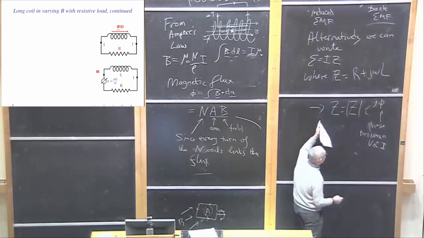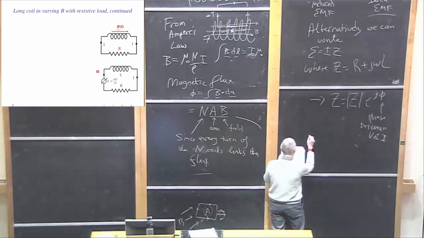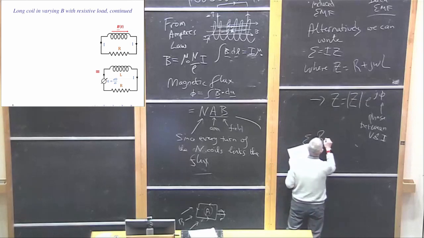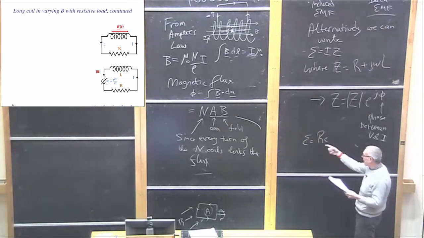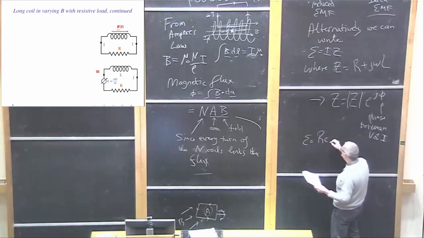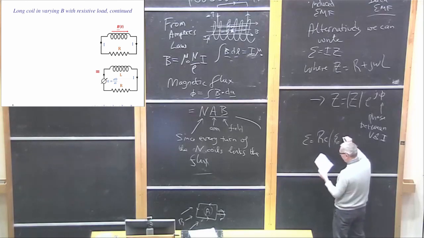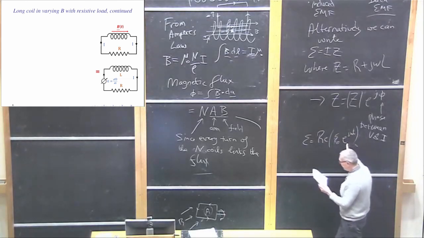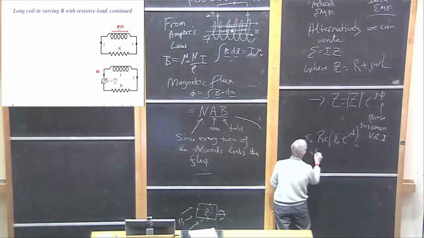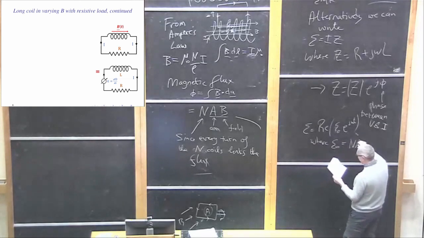Now, I just don't know if this is the notation you use, but what the hell, I'm going to crack on anyway. The EMF, or the voltage that's driving this circuit, is the real part of epsilon naught e^(j omega t). You will have used that, where epsilon naught is equal to N A omega B naught.